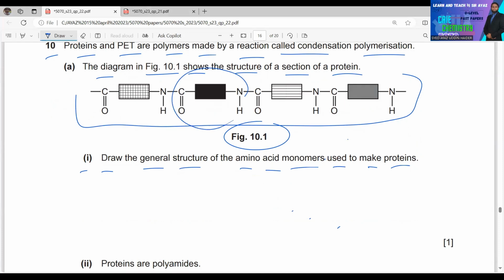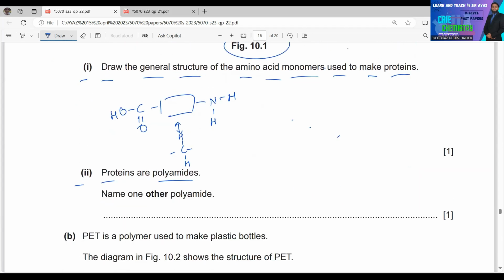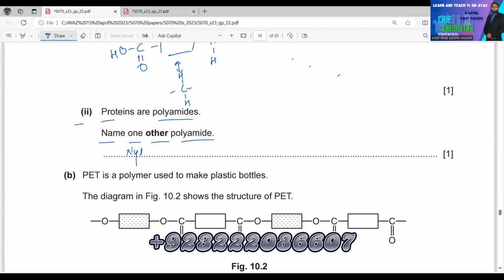So we will take the 1 unit, and it must be having C double bond O, and we have box here, and H. So it must be having OH here and H here. So for this box, you can even draw CH2 also if you want, instead of drawing the box. Number 2, proteins are polyamides. Name one other polyamide in your syllabus. It's nylon, so simply write nylon.